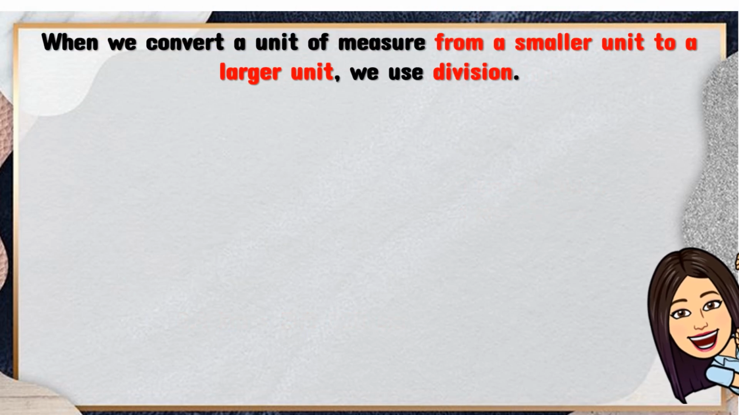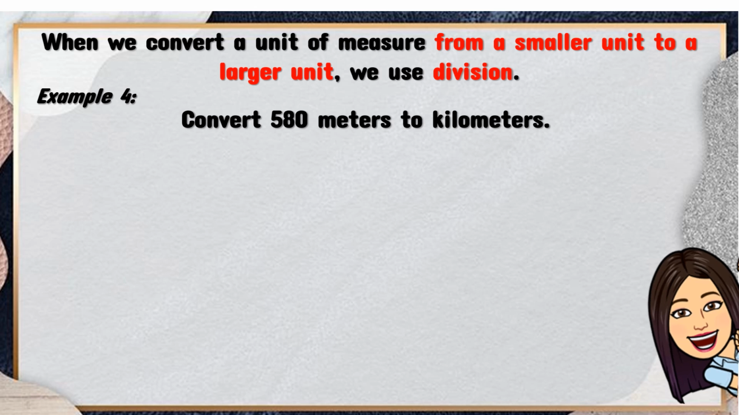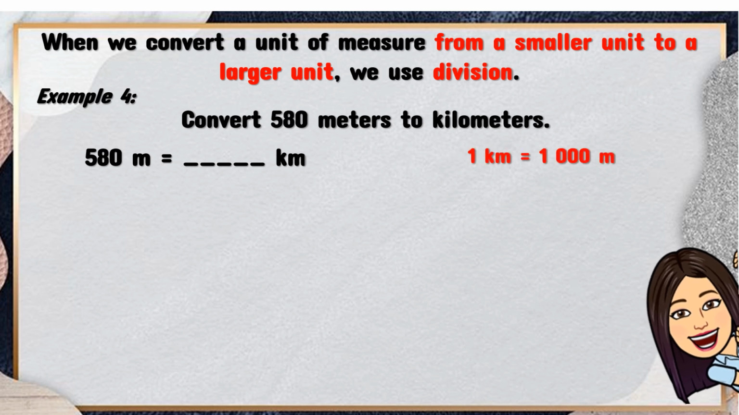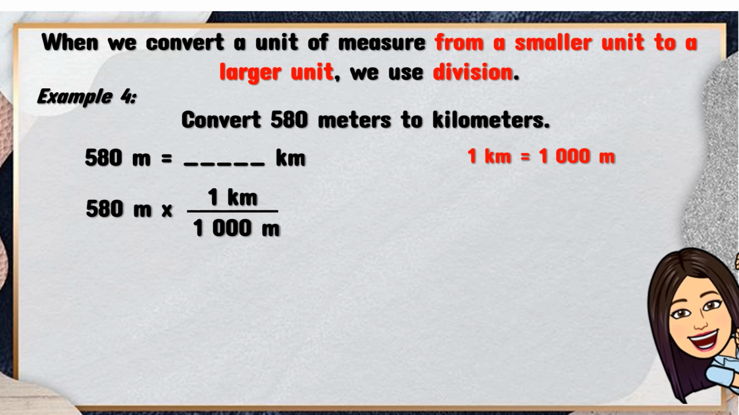When we convert a unit of measure from a smaller unit to a larger unit, we use division. Let's do example number 4. Convert 580 meters to kilometers. So 580 meters is equal to blank kilometers. And 1 kilometer is equal to 1,000 meters. So 580 meters times, let's write the conversion units, which is 1 kilometer over 1,000 meters.